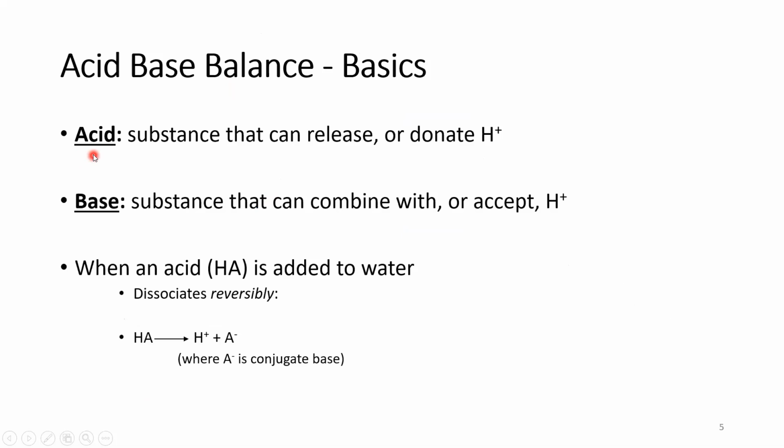So, very basic acid-base. What is an acid? An acid is a substance that can release or donate hydrogen ions. A base is a substance which can accept them. When an acid is added to water, it can dissociate into a hydrogen ion and a conjugate base.